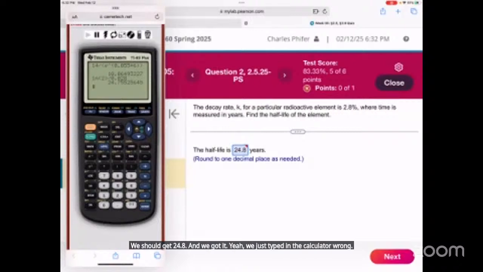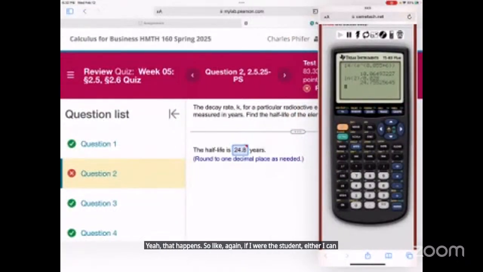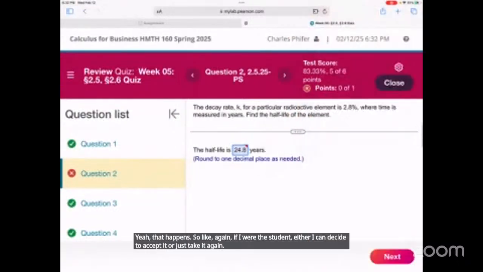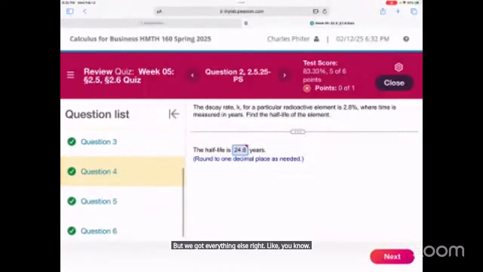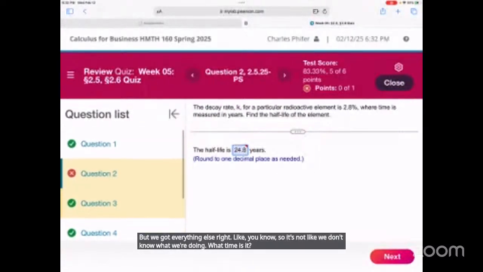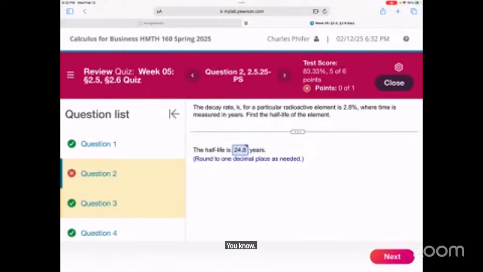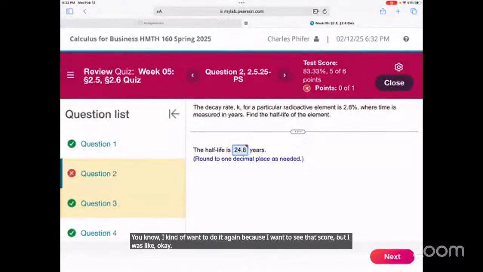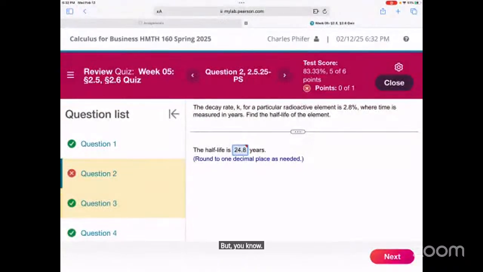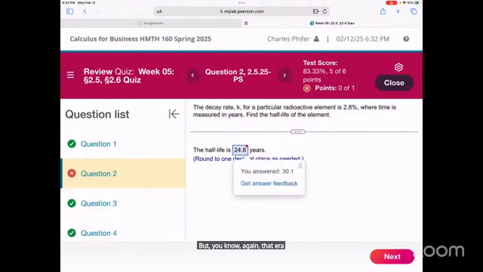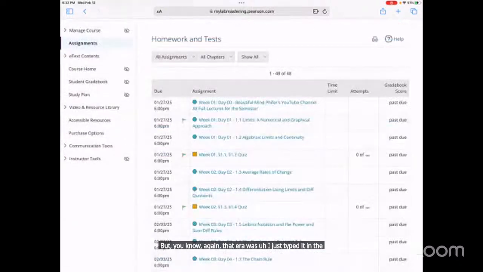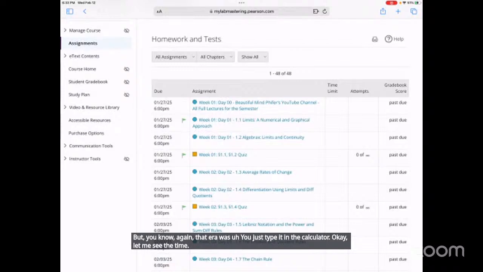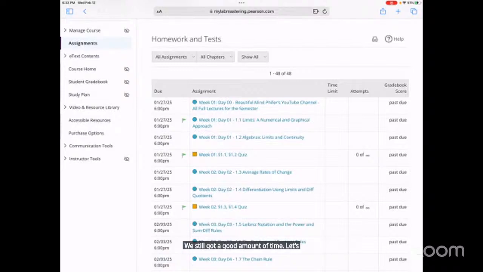Yeah, that happens. So again, if I were the student, either I can decide to accept it or just take it again. But we got everything else right. It's not like we don't know what we're doing. What time is it? I kind of want to do it again because I want to see that score, but it's okay. Again, that error was we just typed it in the calculator. Okay, let me see the time. We still got a good amount of time, so let's keep going back.